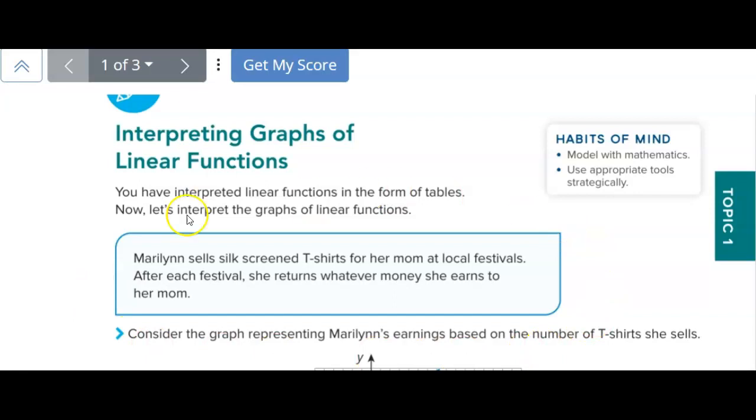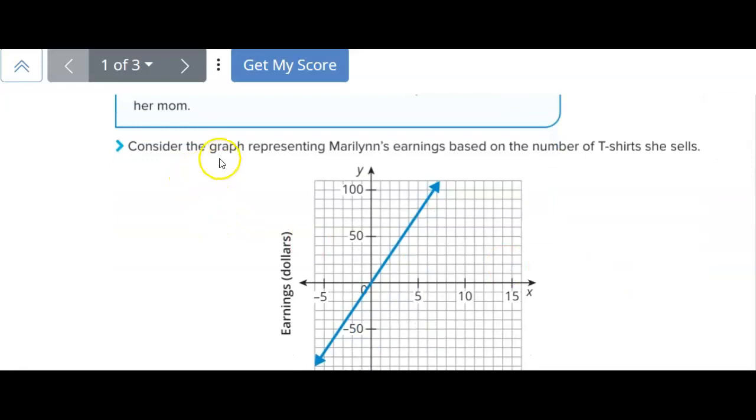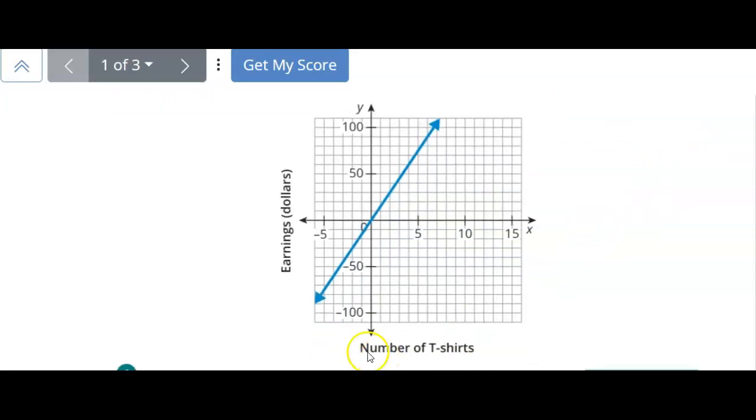So, for example, in this beginning scenario, there's a person named Marilyn, and she's selling t-shirts for her mom at festivals. After each festival, she gives whatever money she raises to her mom. And what we're going to look at is a graph that shows Marilyn's earnings based on the number of t-shirts that she sells. So this graph along the x-axis, this is the number of t-shirts, and each line represents one shirt. 0 shirts, 1 shirt, 2, 3, 4, 5.